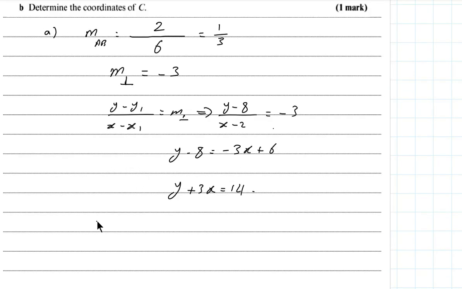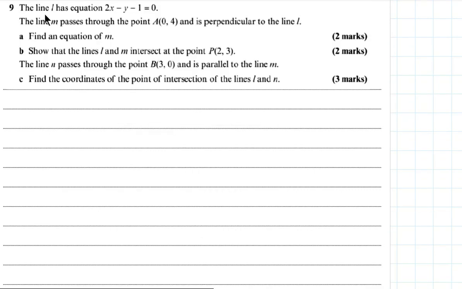Part b, determine the coordinates of point C. Okay, to get C, which is the y-intercept, put x = 0 to get y = 14. So C is (0, 14).